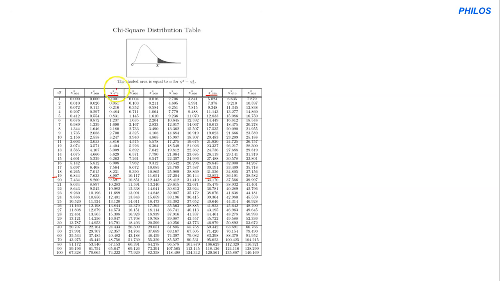So keep it in mind that we use the area to the left against the degree of freedom to find a chi-square left. And then we use the area to the right against the degree of freedom to get a chi-square right. Okay, so in this, our chi-square left is 8.907 and our chi-square right is 32.852. Remember, in every question, your chi-square right will always be bigger than the chi-square left.